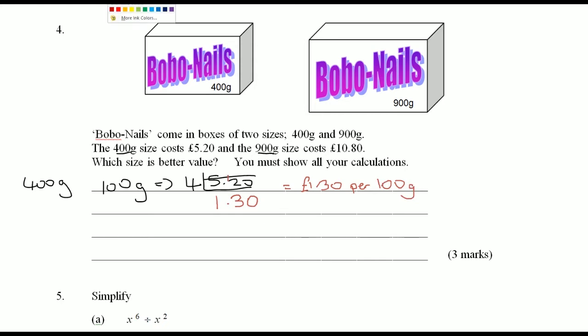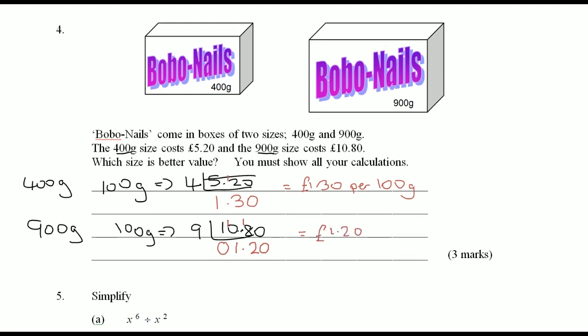And we'll go back and do the same thing for our 900 gram box of boba nails. To work out 100 grams, we'll take our £10.80 and divide it by 9 in this case, and that'll give us our price for one of those. So 9 into 1 doesn't go, carry your 1, 9 into 10 goes once with 1 left over, 9 into 18 goes twice, 9 into 0 goes nought, and that is 1.20, per 100 grams, so 900 box.